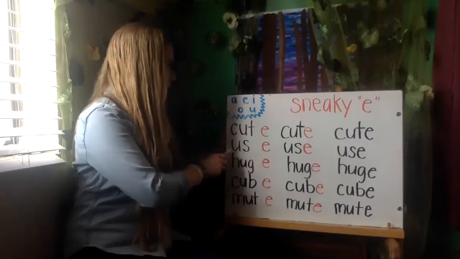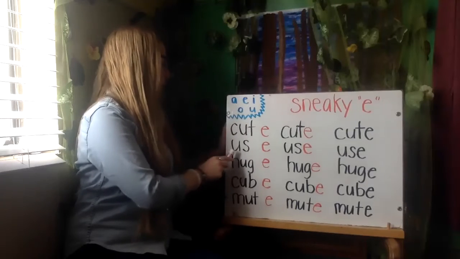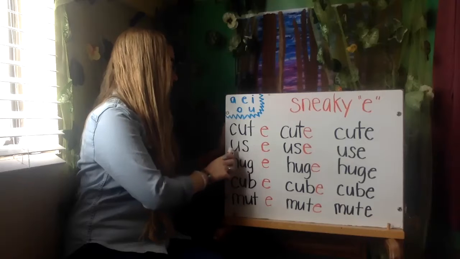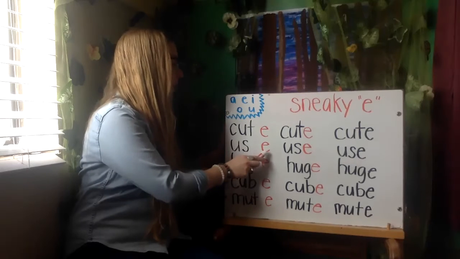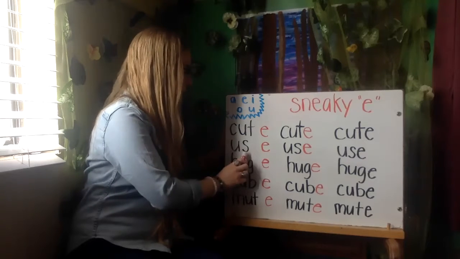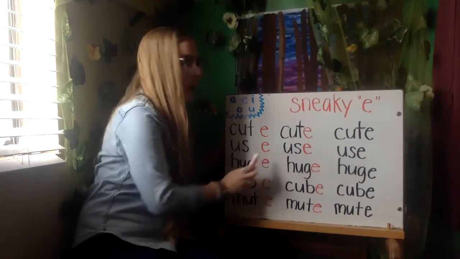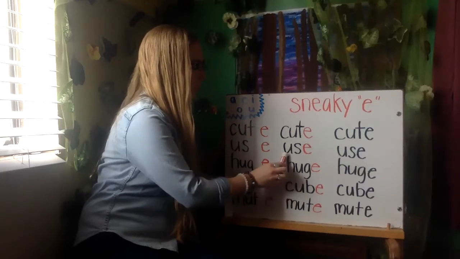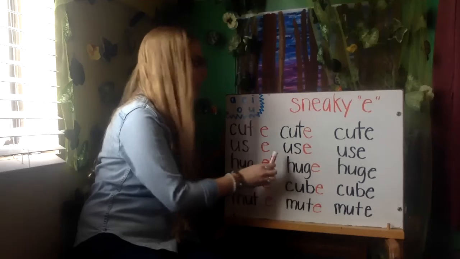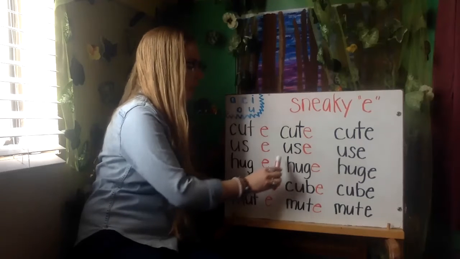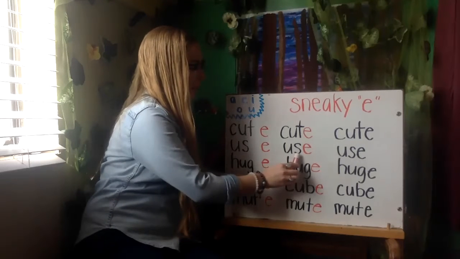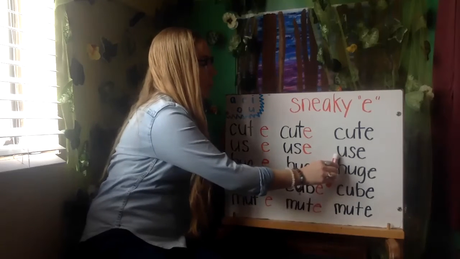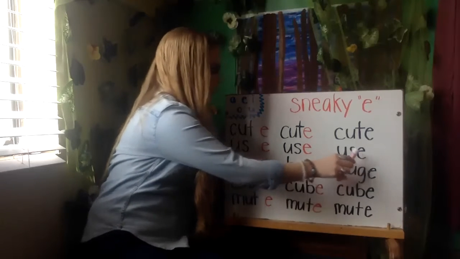This next one, sound by sound, and then blend it together. Us. When we add a sneaky E to the word us, it's going to make this first vowel say its name. What's that vowel's name? U. Now go ahead and sound out this word, making this vowel say its name. Use. One more time. Use.